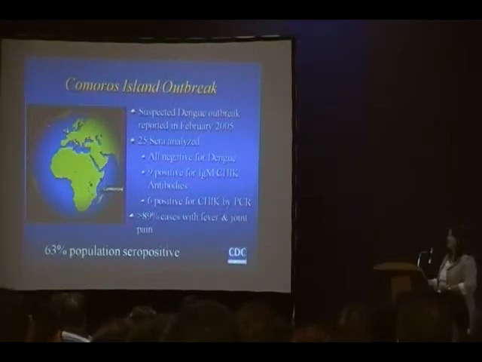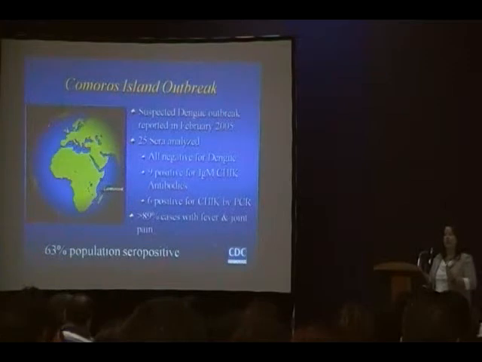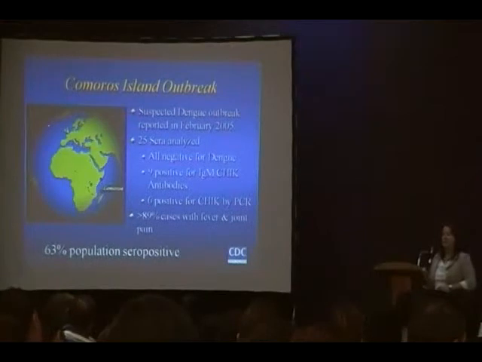The other important thing about this outbreak was that over 65% of the population was affected in about 5 months. So it was very fast, there are very high attack rates, and a very large percentage of the population can become affected. So this will be something else that will help identify chikungunya as it moves through the Americas.